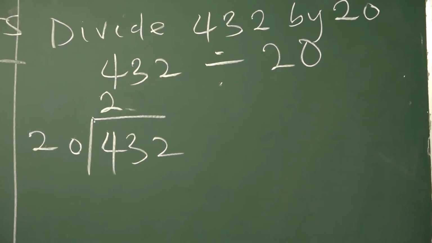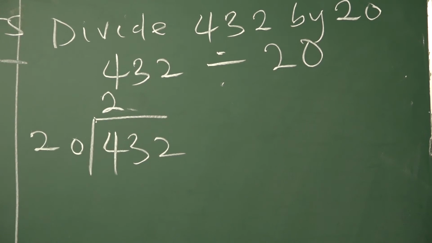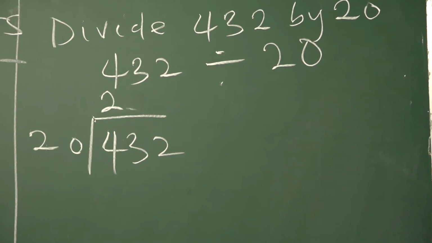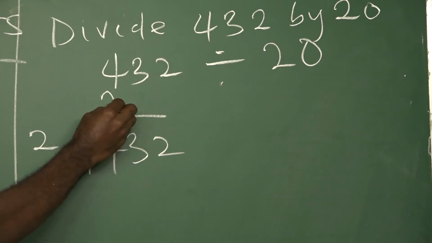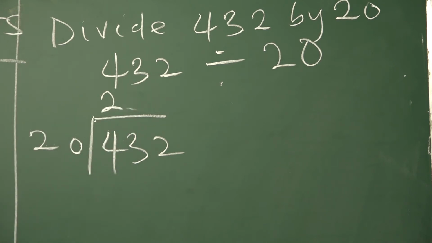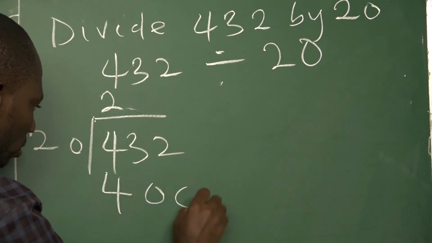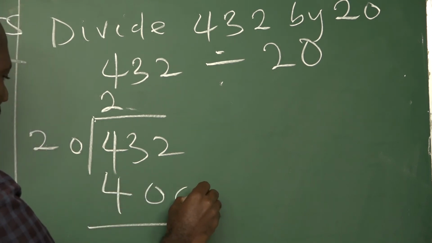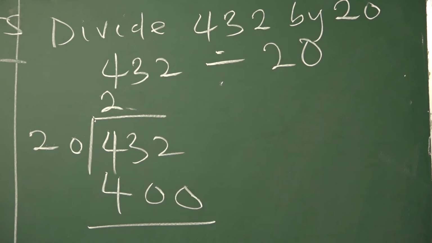Now, the next thing to do, as we did in the earlier example, is to multiply this 2 by this 20. That is the next thing we'll have to do before any further thing. If you do that multiplication correctly, it will give you 400. Now we are set to proceed from there.